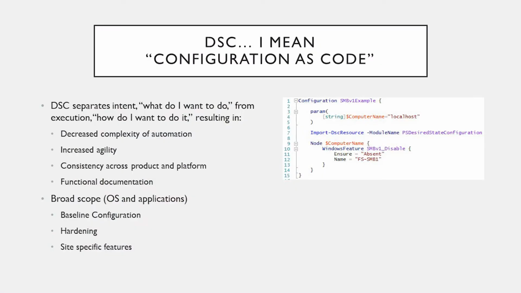So this configuration as code paradigm is really taking off, and we're trying to do our part to facilitate our customers' use of it. If you're not familiar with Desired State Configuration, DSC separates the intent, what do I actually want to do, from the actual execution, how do I actually do this. So it decreases the complexity of automation, makes it more agile, et cetera. There's a broad scope to DSC.